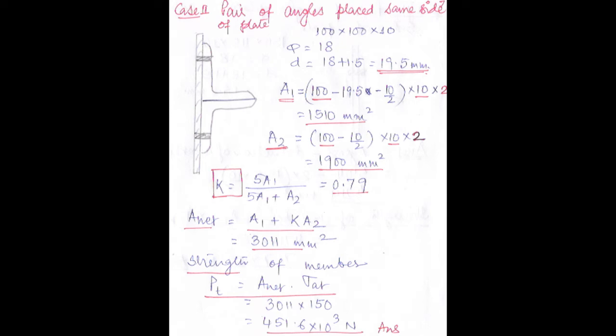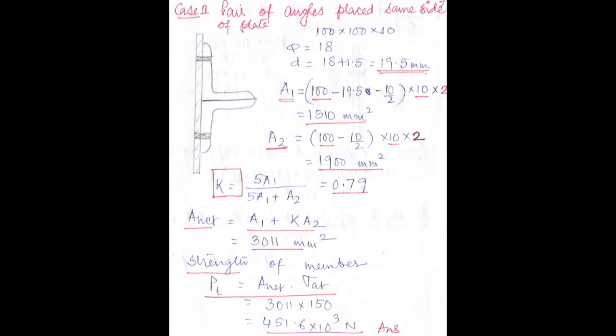Now let us come to the part A2. A2 is the area of the outstanding leg. What it will be? 100 minus 10 by 2, just to take the center line to center line value, multiplied by 10. 10 is the thickness of the angle, multiplied by 2, because a pair of angles are there. So this gives us 1900 millimeter square.